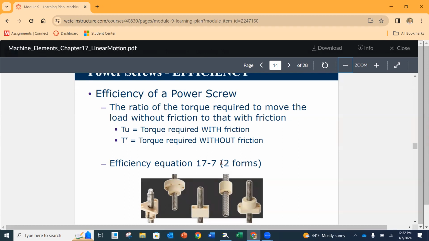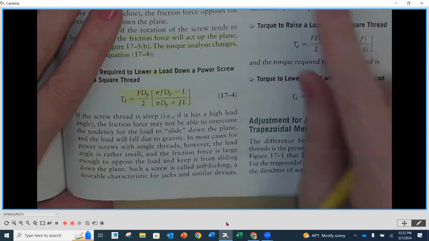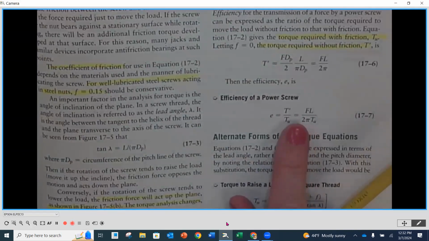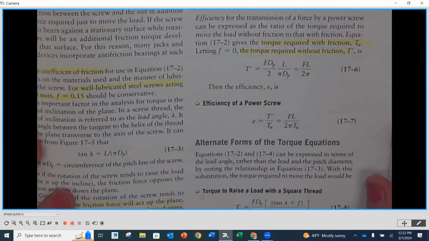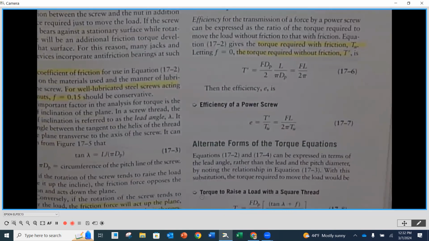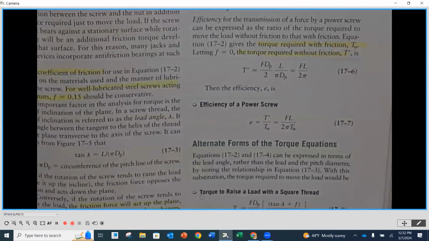So the efficiency equation is in the middle of page 647. It's this lowercase e right here. There are two different versions of it, just expanding out the torque. The torque with the little prime next to it is without friction. And the torque with the U is the torque with the friction.